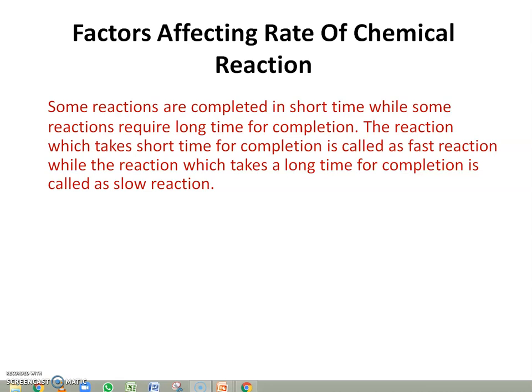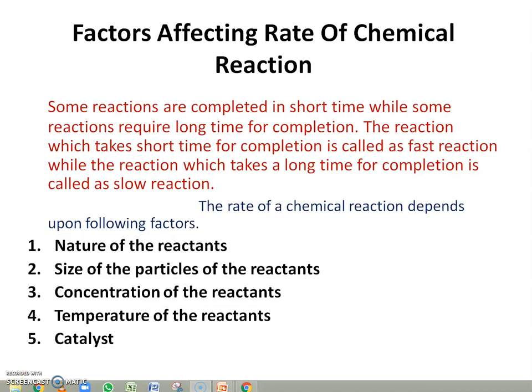The reactions which are completed in a very short time are termed fast reactions, while the reactions which take a long time for completion are called slow reactions. For example, digestion of food takes a long time for completion, that's why it is a slow reaction. The rate of a chemical reaction depends upon the following factors.